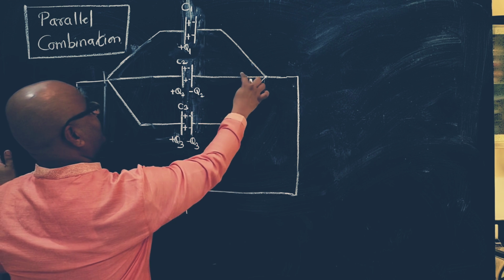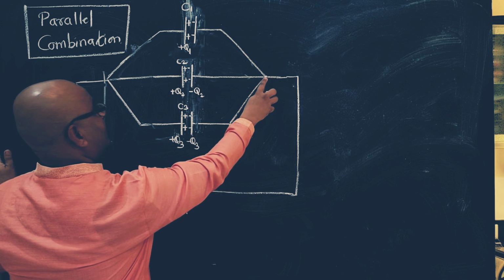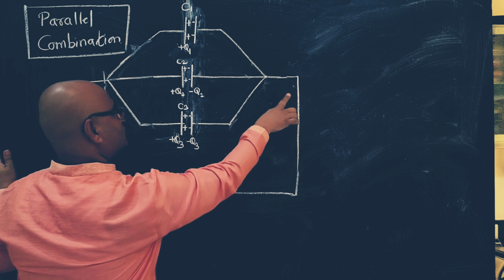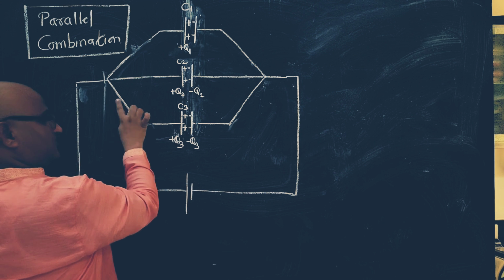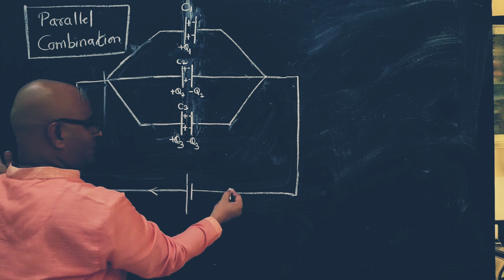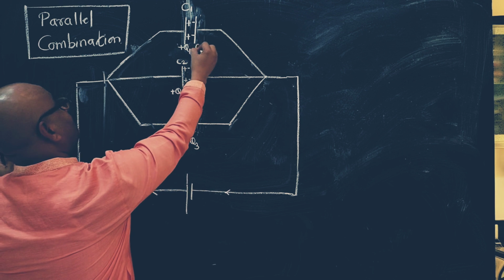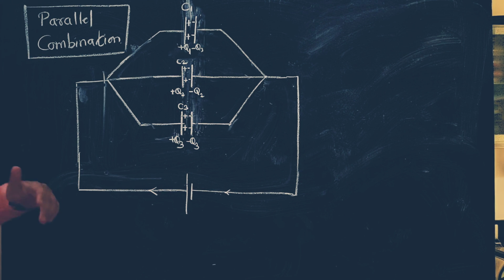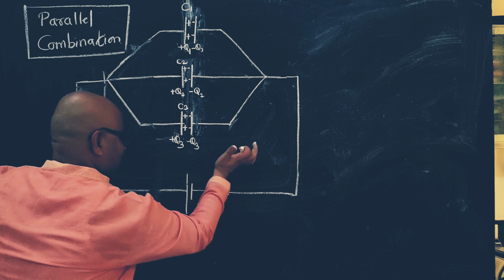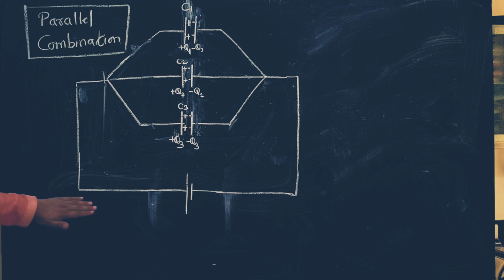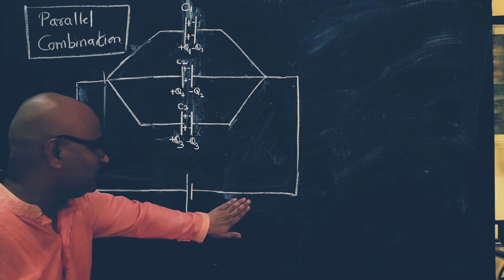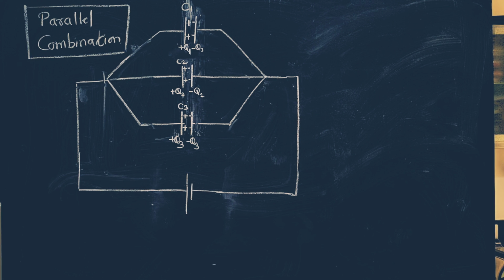From here Q1 will come, from here Q2 will come, from here Q3 will come. How much came here? Q1 plus Q2 plus Q3. The same charge will go this way. How much came from here? Q1 plus Q2 plus Q3. How much is going back? Q1 plus Q2 plus Q3. Okay. Now this flow will continue till when? This flow will continue till the capacitors are charged. Remember one thing, I am repeating this many times, that once the capacitors are charged, there is no flow of current. In a steady state, the battery doesn't deliver any current. Okay.